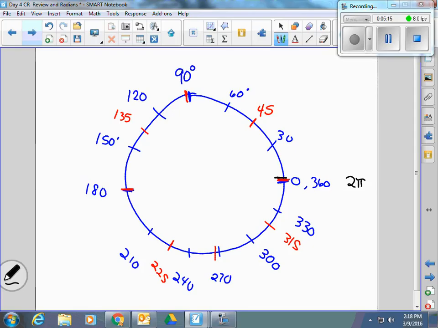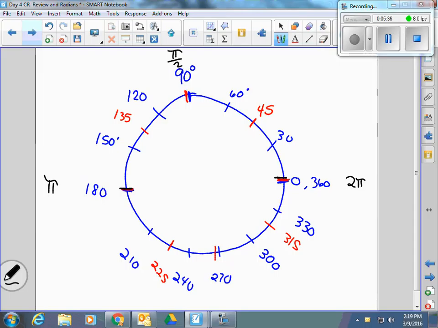So what if I started at 0 and I went to here? What would I have? Well, if this is 2 pi, right? This is 0 and 2 pi? So this would just be pi, wouldn't it? What would this number right here be? 0.5, right? Or pi over 2?